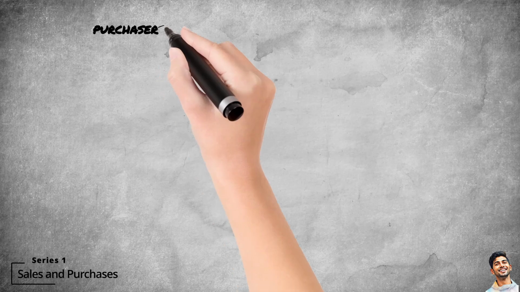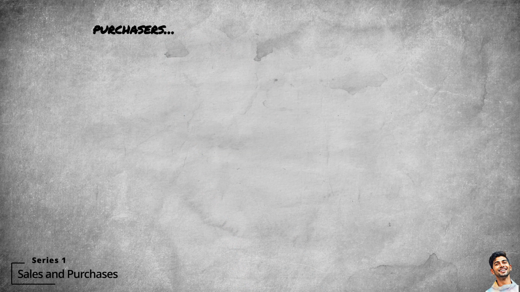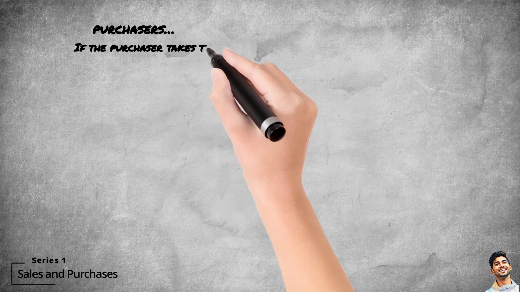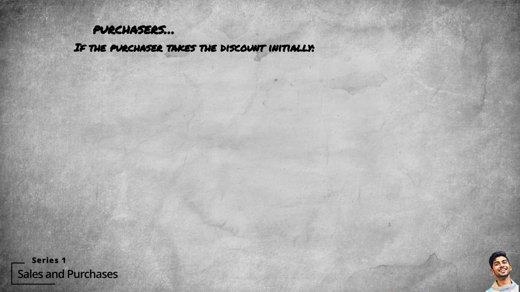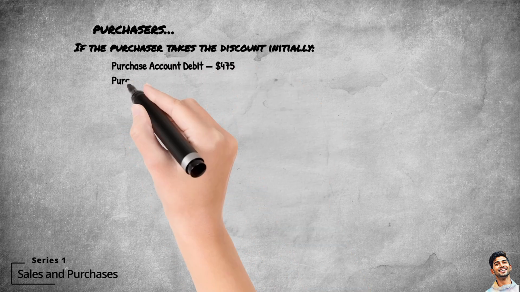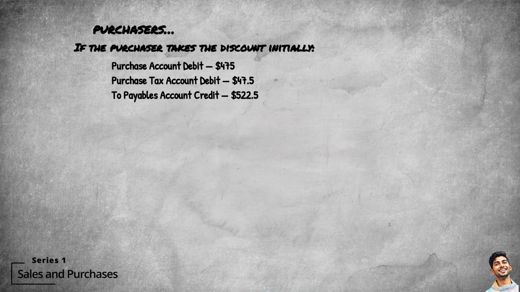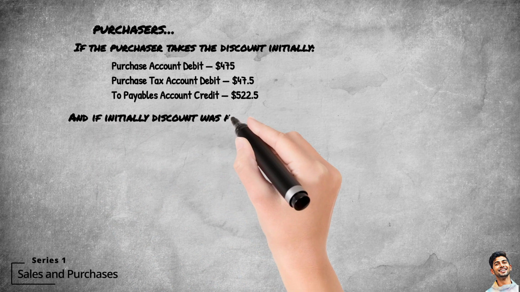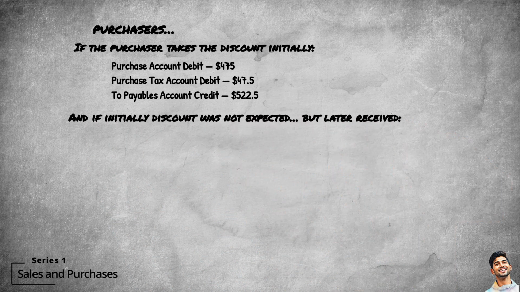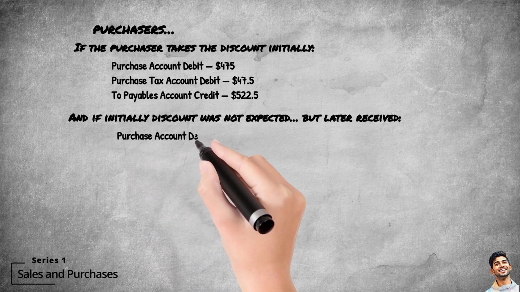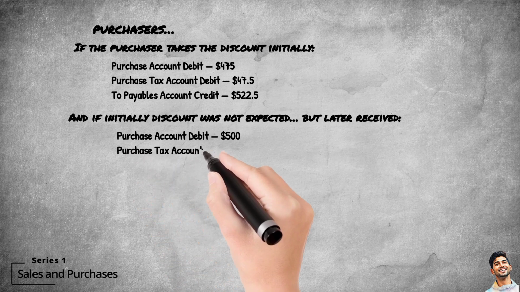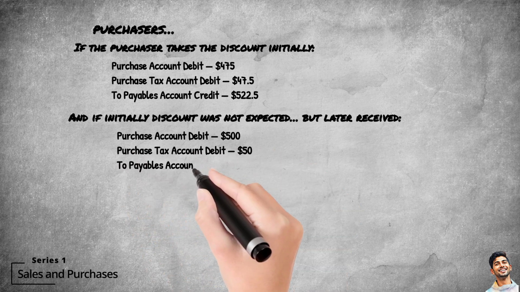Now similarly for purchases. If the purchaser expects to take the discount initially, the journal will be like: purchase account debit $475, purchase tax account debit $47.5, to payable account credit $522.5. And if initially the discount was not expected but later received, then the journal will be like: purchase account debit $500, purchase tax account debit $50, to payables account credit $550.